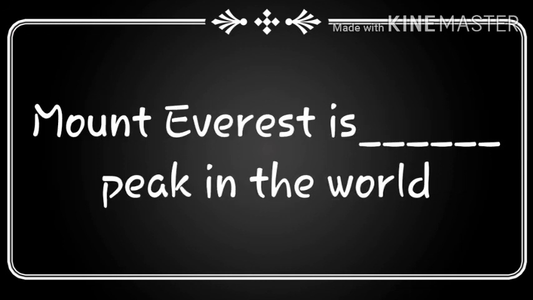Another sentence was like this: Mount Everest is dash peak in the world. Answer is the highest. How did you write it? Use the above rules. That is, we are picking out Mount Everest as the highest of the world. So only one is there. There is no comparison. So it is the superlative degree. How will we make it comparative? If we are to make it comparative, Mount Everest is higher than any other peak in the world. If it is to be made positive, Mount Everest is a high peak.